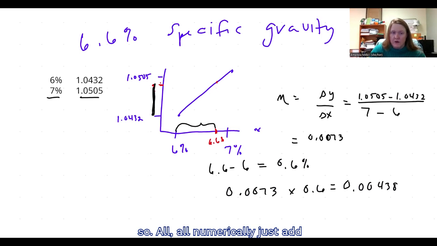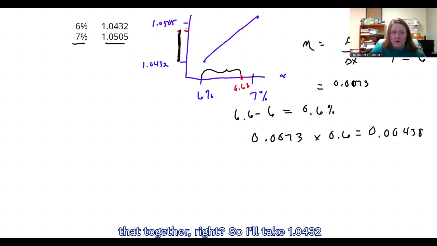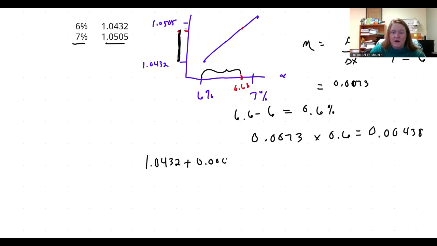So I'll numerically just add that together, right? So I'll take 1.0432, where we started at 6%, and I'm going to add in the answer I just figured out. And that's going to give us the value we're looking for. It says 1.04758.